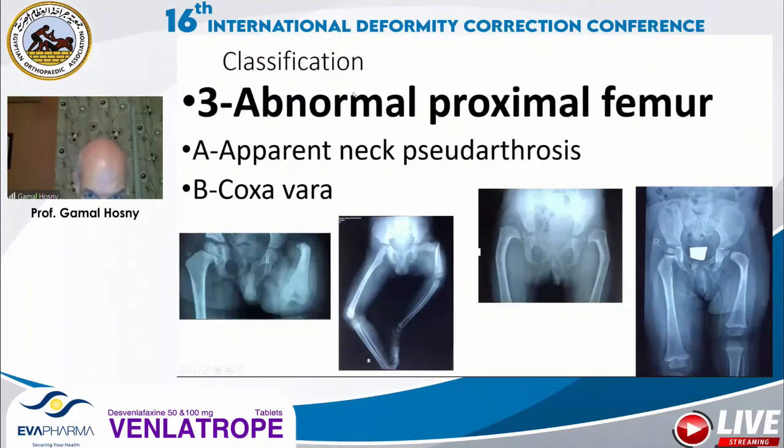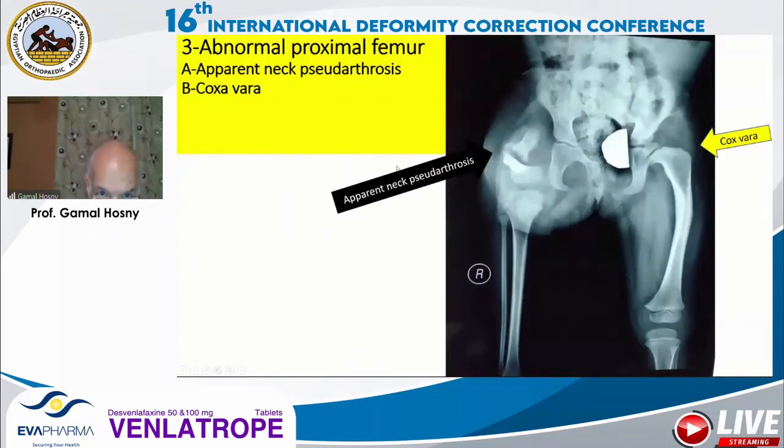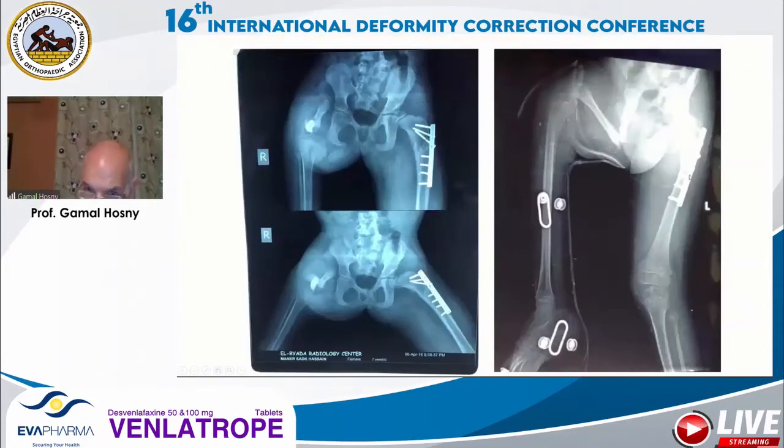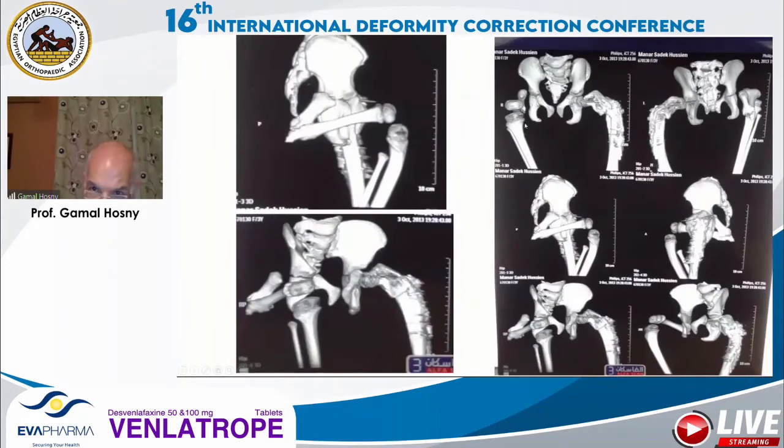I will show you an example of type 3, the apparent neck pseudoarthrosis and coxa vara. You see we have an apparent neck pseudoarthrosis, coxa vara on the other side, and that has been treated on the other side by valgus osteotomy. We don't know why. And with follow-up, you see the femur. The angle is about 130 degrees. With 3D, you see the shape of the femur with severe angulation.